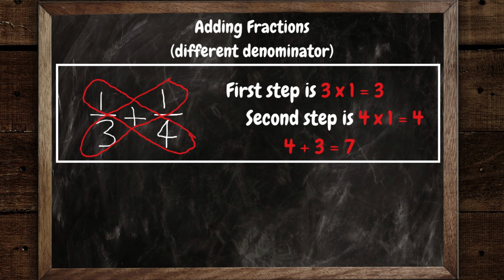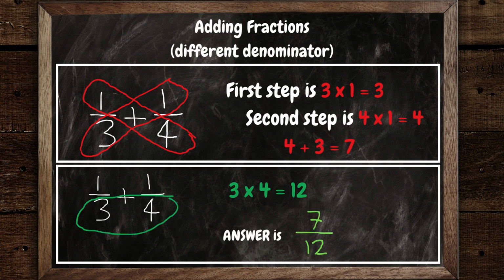This is a little bit more complicated, but let's take it in steps. So if we have 1/3 plus 1/4, the easiest way to add fractions or subtract fractions with different denominators is to cross multiply. So our first step is to multiply 3 by 1, which gives us 3. And the second step is to multiply 4 by 1, which gives us 4. And then these two numbers need to be added together. So 4 plus 3 equals 7. And 7 is our new numerator.